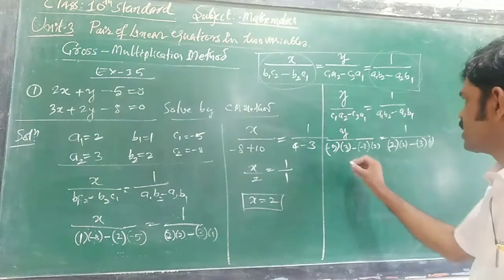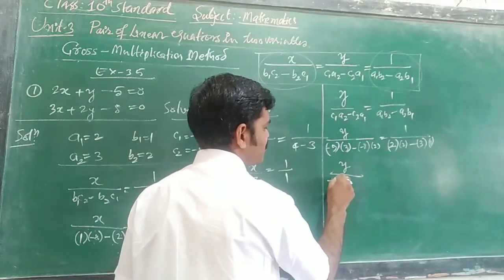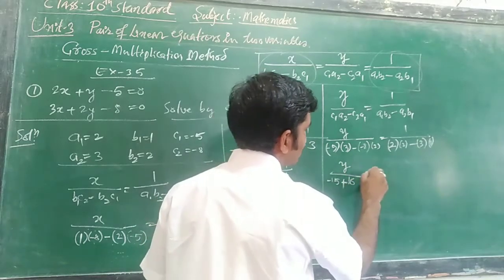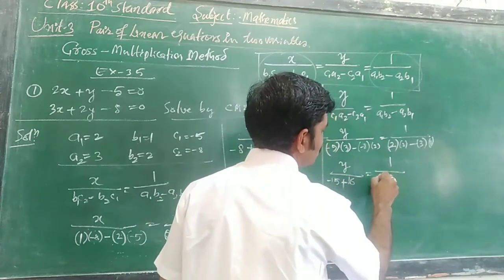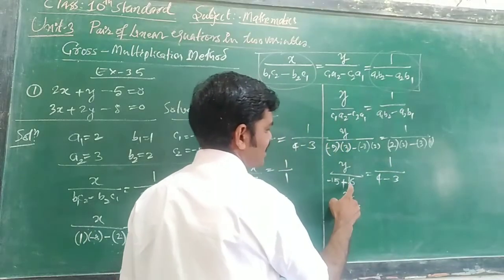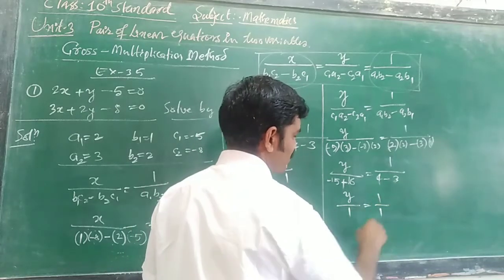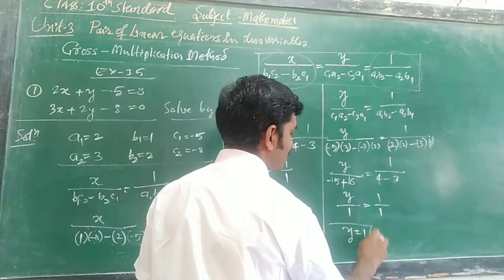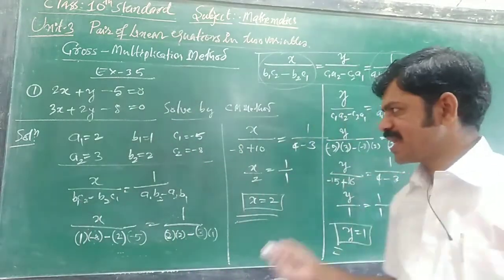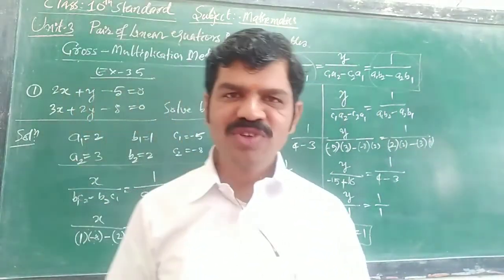So y divided by minus 15 minus into minus, plus 16, is equal to 1 divided by 4 minus 3. Y divided by 16 minus 15 is 1, and 4 minus 3 is 1. So the value of y is equal to 1. We have found the x value and y value like this. This is the cross multiplication way of solving for x and y.